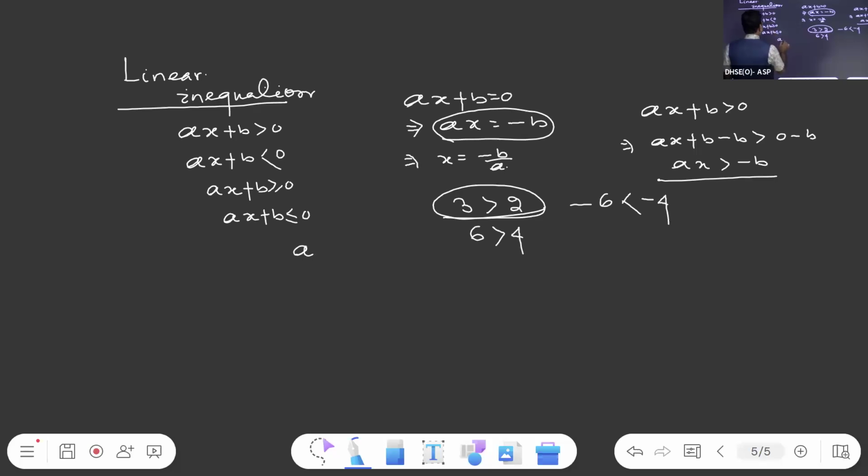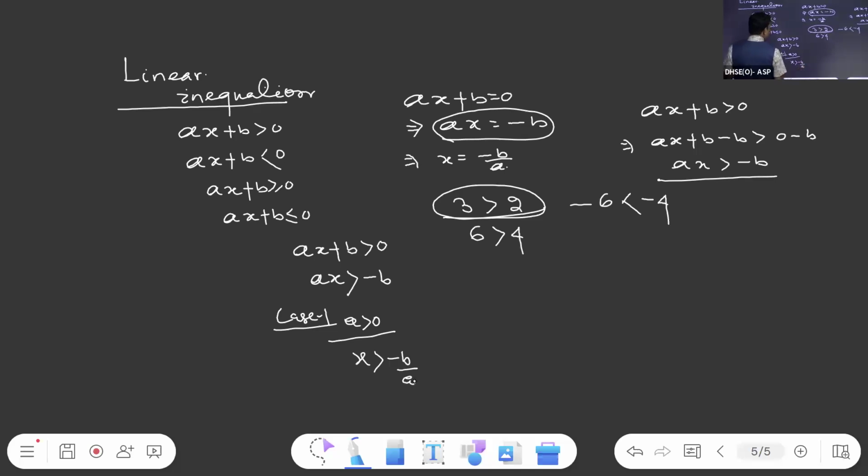So, to solve the inequality ax plus b greater than 0, the next step is ax greater than minus b. Now we have to get the value of x. We have to divide both sides by a. Before dividing both sides by a, we have to notice what is the sign of a. Case 1, a is a positive constant quantity. If a greater than 0, then directly you can write x is greater than minus b by a.